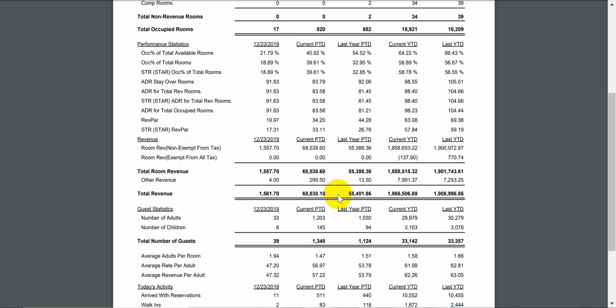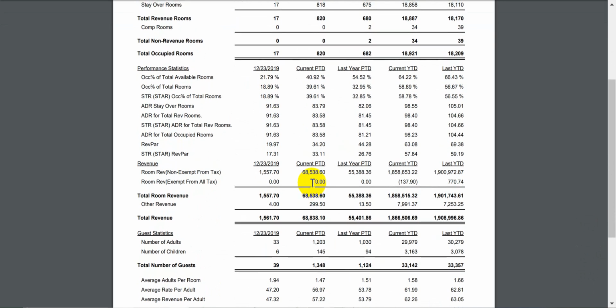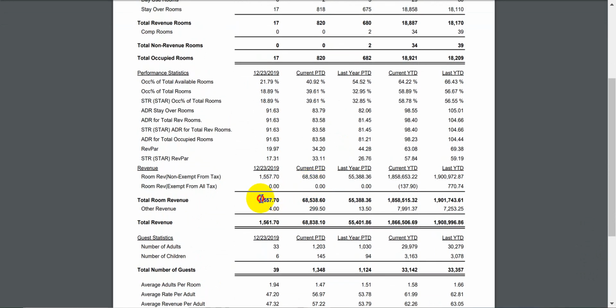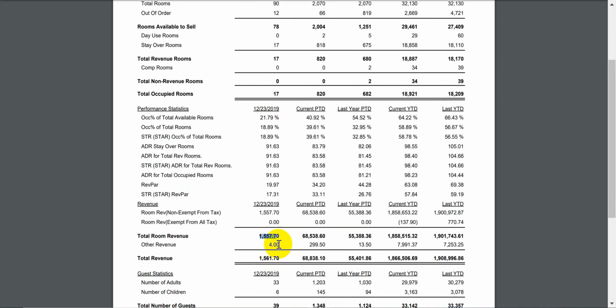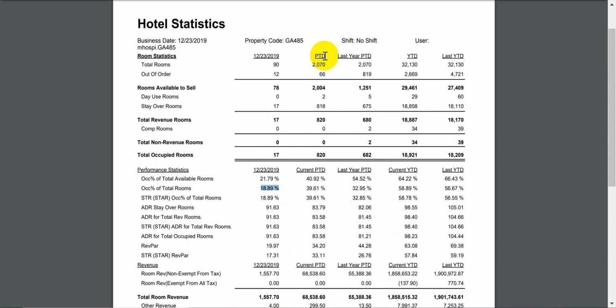One of the report analysts in our team captures this information every day. What that person captures is the revenue for the day, so that's 1557 for that particular day. The ADR, the average daily rate, was $91.63. The occupancy was 18.89%.